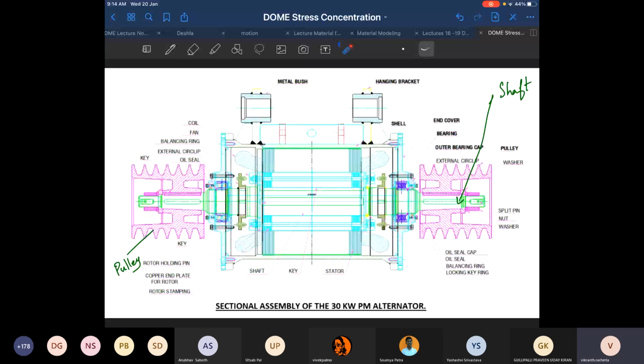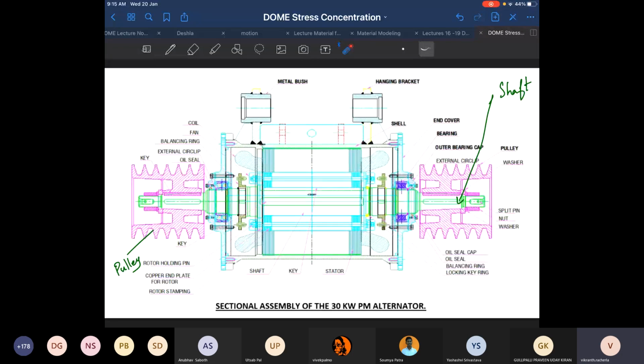So you use two methods. First of all, what is the purpose? What are you trying to do here? You're trying to transfer the torque from the pulley to the shaft. Using the pulley, you want to rotate the shaft. Now, how do you do the torque transfer? You use two mechanisms. First, you have a taper here, a tapered section over here. Whatever is the taper on the shaft, on the pulley you have the matching taper.